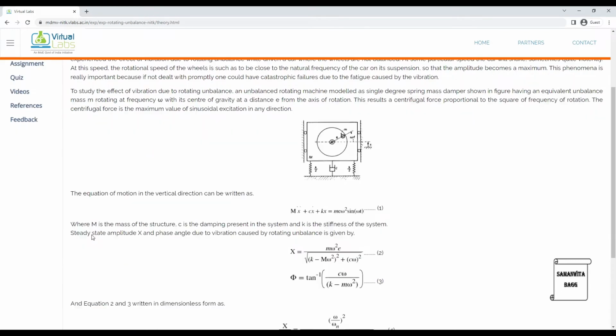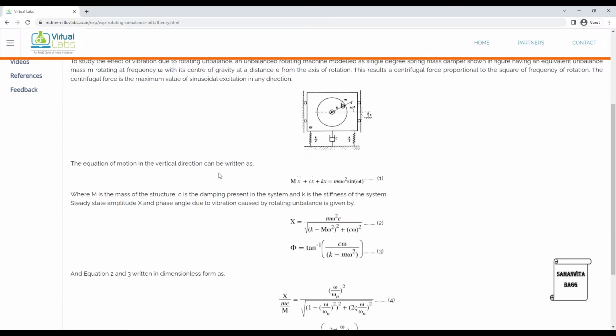So we will see the equation of motion in the vertical direction can be written as m x double dot plus c x dot plus k x is equal to m e omega square sine omega t. The small m is the mass which is unbalanced and it is causing the vibration. This capital M is the mass of the entire body and not of the disturbing element.